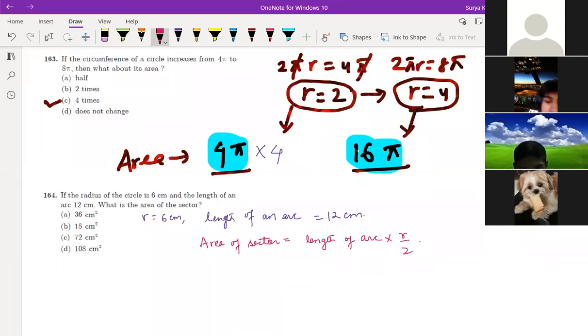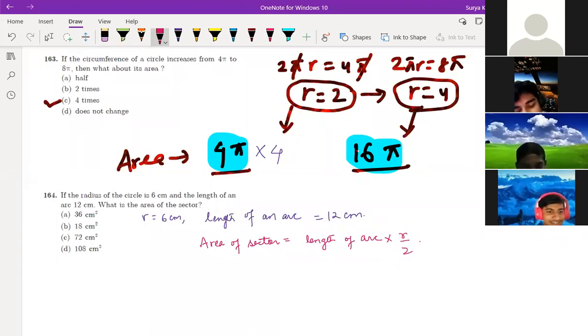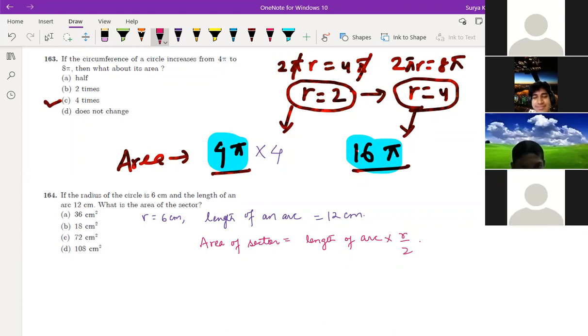Sir, ma'am told us the formula. Really? Yes, sir. But how is it coming? Who knows this formula, children? How many of you know this formula? Samar? I don't know this formula, sir. Sir, it's like a shortcut formula we got from ma'am. You tell from the long cut only. No problem. How is length of the arc into radius by 2 coming? Say.